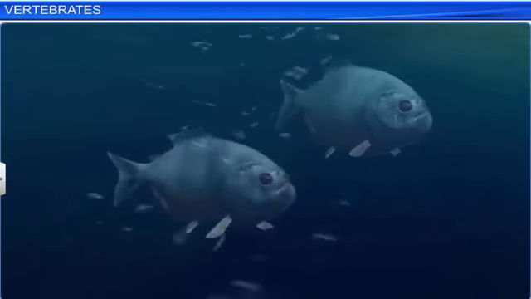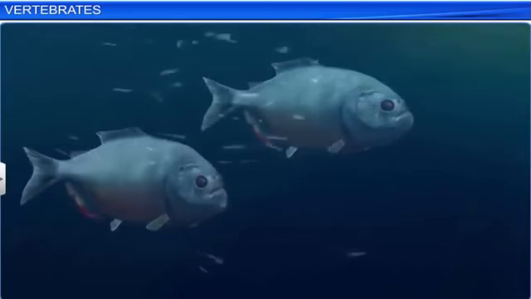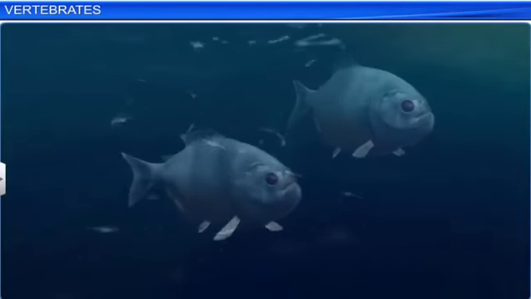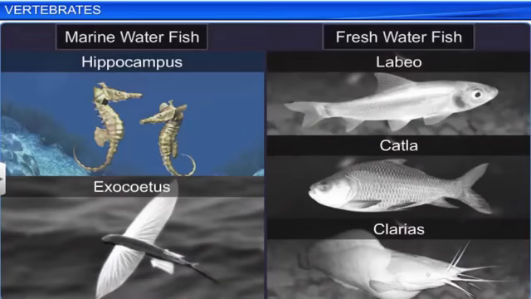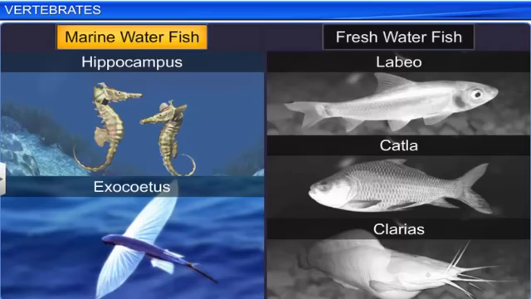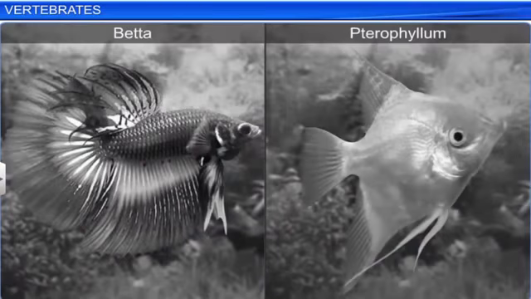Osteichthyes are dioecious, and fertilization is usually external. They are largely oviparous and exhibit direct development. Hippocampus and Exocoetus are marine fish, while Labeo, Catla, and Clarias are freshwater fish, while some fish like Betta and Pterophyllum are used in aquariums.